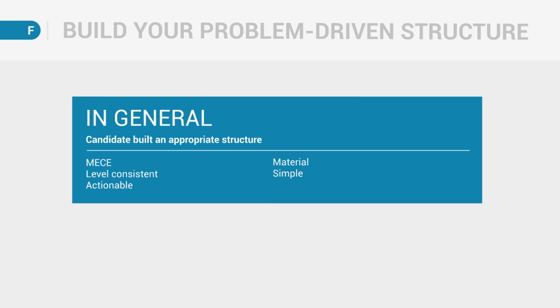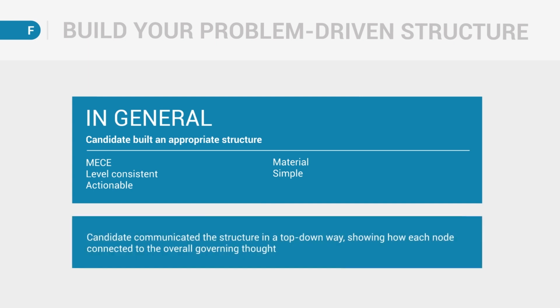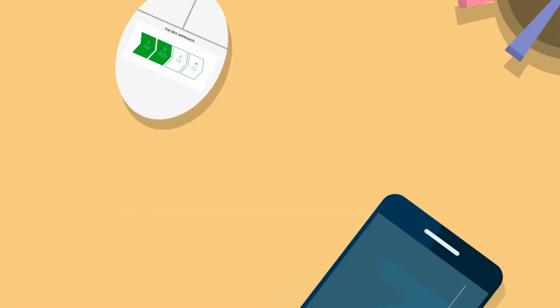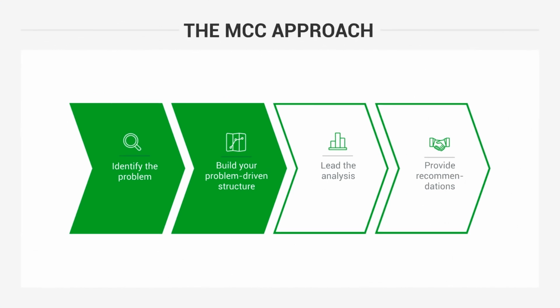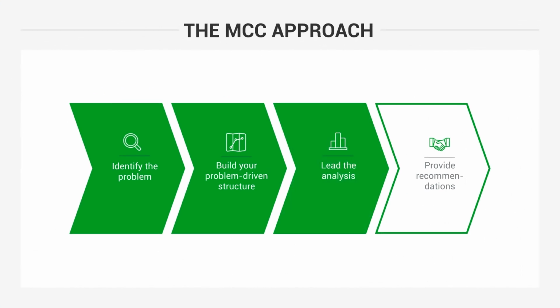In general, then, we can see that the candidate built an appropriate structure that proved to be MECE, level consistent, actionable, material, and simple. The candidate then communicated that structure in a top-down way, showing how each node connected to the overall governing thought. Now that we have a solid structure in place, let's move on to the third step of solving a case, leading the analysis. That is going from structure to recommendations.